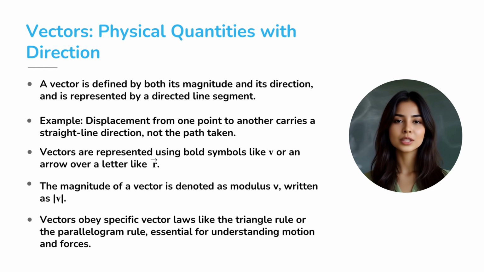It's not just how far you've moved, but also where you've moved. We usually represent vectors using symbols like bold V for velocity or R with an arrow on top for position. The magnitude, or absolute value, is often denoted with vertical bars. For example, magnitude of V is written as vertical bar V vertical bar. Vectors follow geometric rules. They obey the triangle and parallelogram laws of addition. And you'll soon see why that matters when analyzing motion in 2 or 3 dimensions.